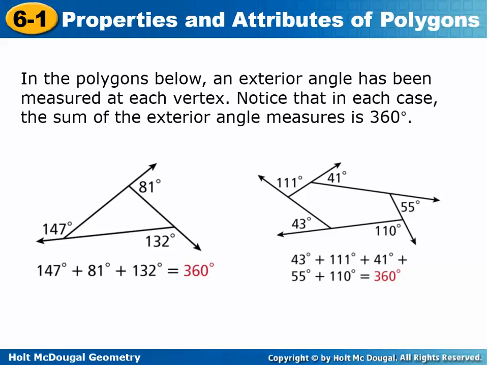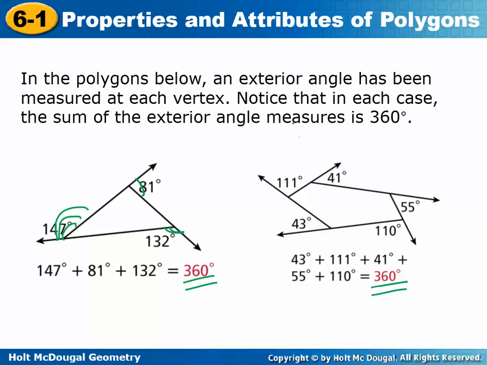All right, now let's look at exterior angles. In the polygons below, an exterior angle has been measured at each vertex. Notice that in each case, the sum of the exterior angle measures is 360. Now you could develop this, but in this case, we're just letting you know that this angle plus this angle plus this angle, all of these exterior angles will add up to 360. And it doesn't matter whether it's a 3-sided polygon or a 5-sided polygon or a 100-sided polygon. The exterior angles always add up to 360.